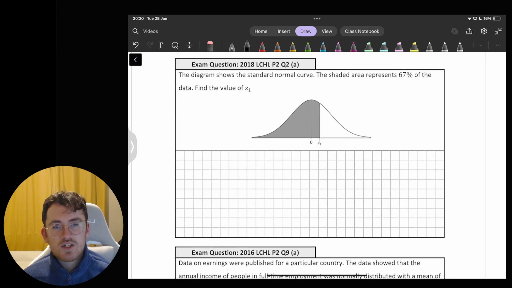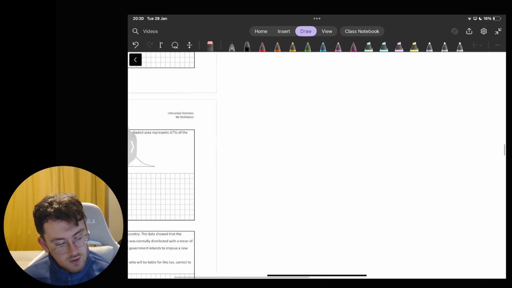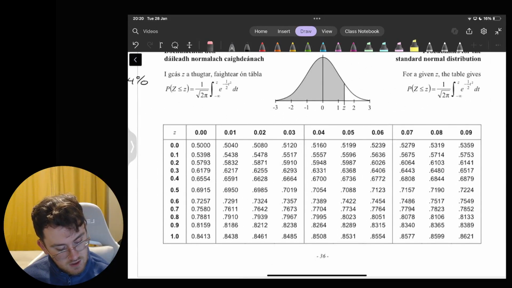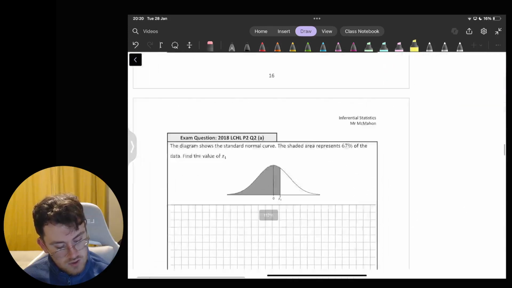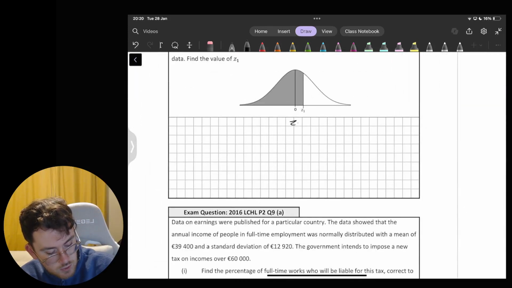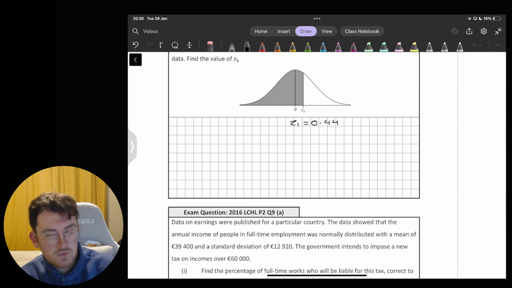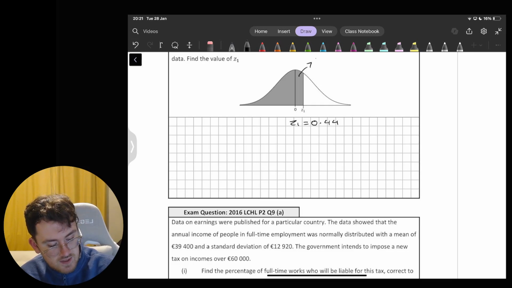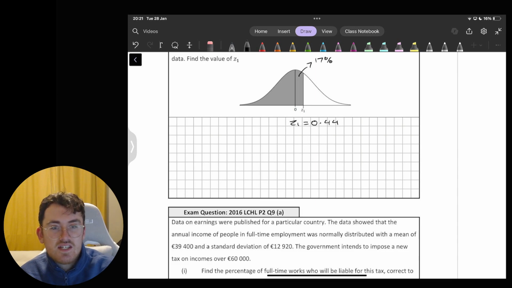Looking at this particular example as well, the diagram shows the standard normal curve. The shaded area represents 67%. Find the value of Z1. Well, that's just a matter of looking at our Z-score tables, looking for 67, which I can see in here straight away. So that's 0.44, a Z-score value of 0.44, 0.44 standard deviations above the mean. Even looking at that, that means there's about 17% of information in that section, because we know there's about 50% of the information below that.